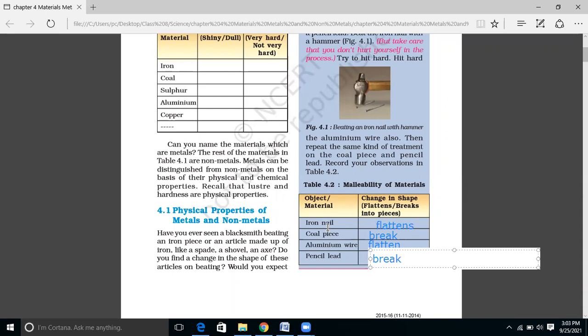So now what we have seen, whichever metals were present, we were able to flatten them into sheets, but we are not able to flatten the non-metals. They break into small pieces.